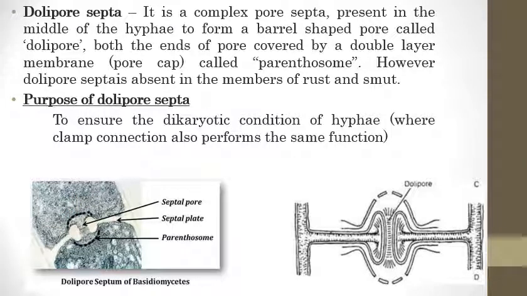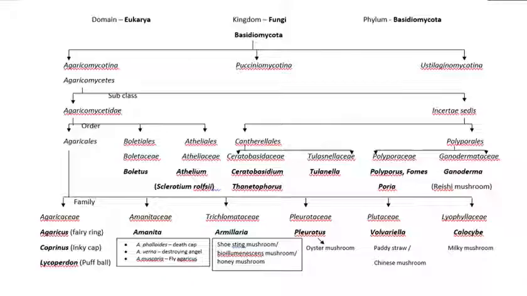So due to its presence, what will happen? The protoplasmic material can't completely transfer from one side to the other. If the protoplasm completely transferred from one side to another, what would happen? One side would become completely empty. So to prevent it, this Dolipore septa ensures the dikaryotic condition of hyphae.